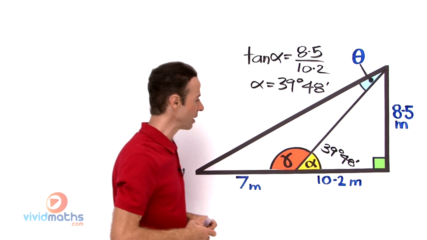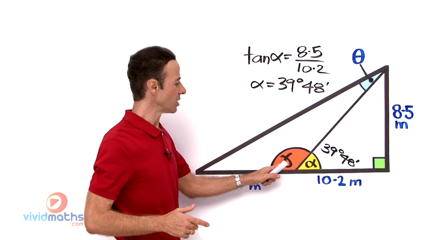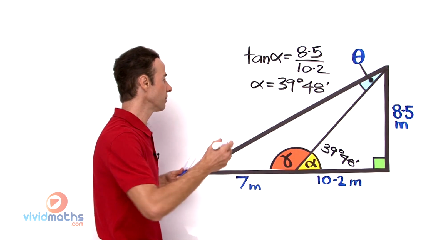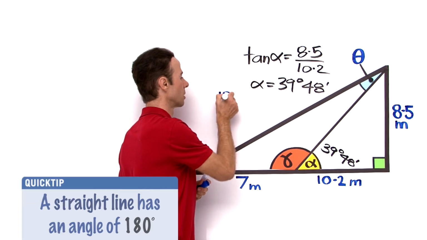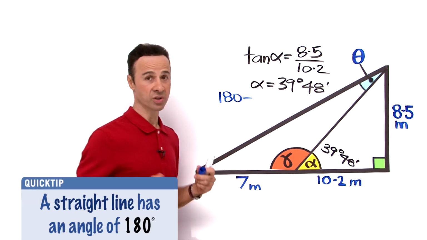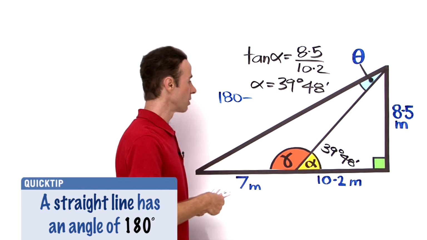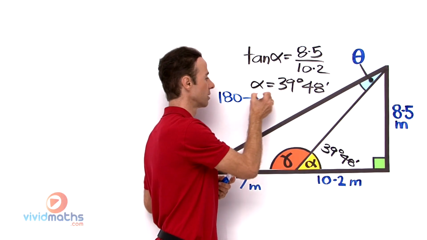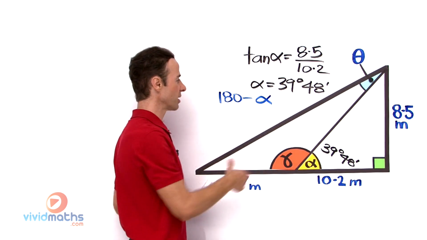There we go. There's our gamma. Now, gamma is going to be supplementary to that. So let's work that out and go 180, which is the straight line, take away alpha, actually. Take away alpha is going to give us the angle gamma, isn't it?